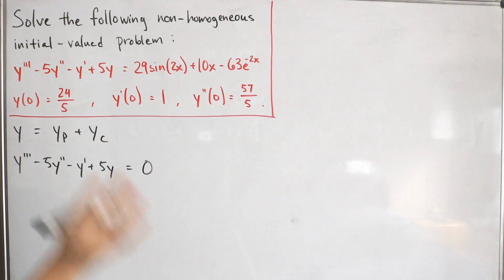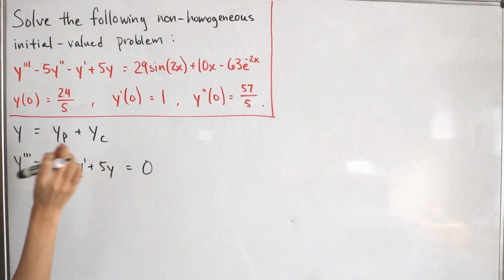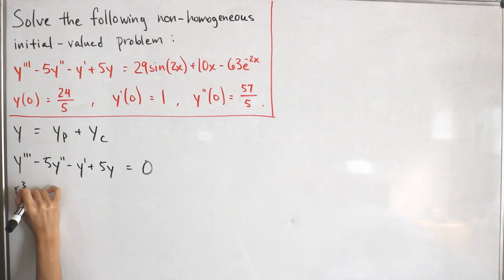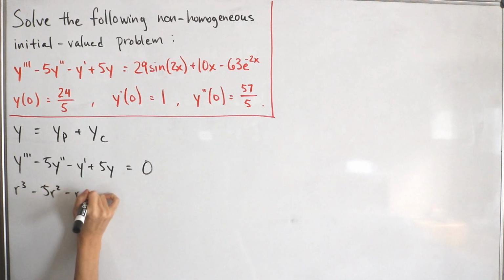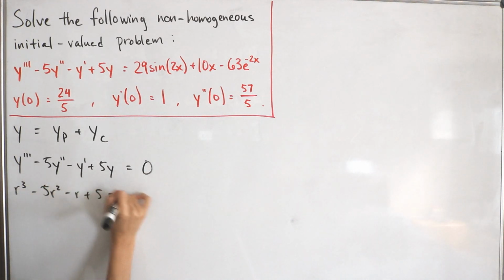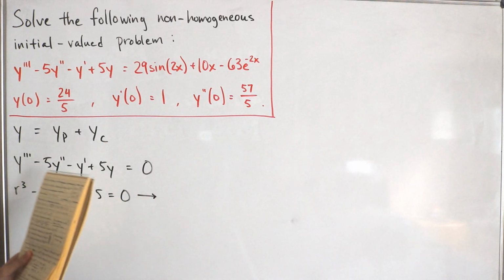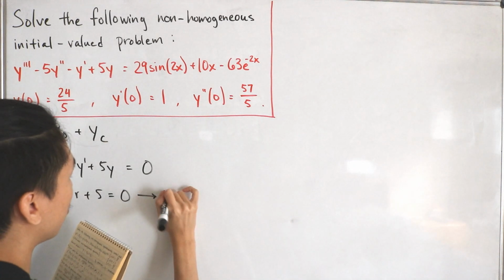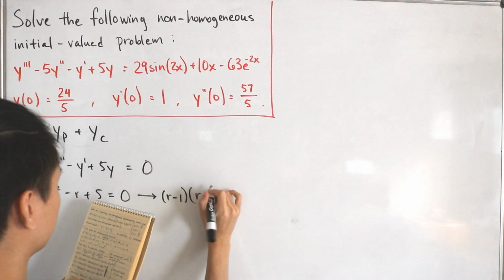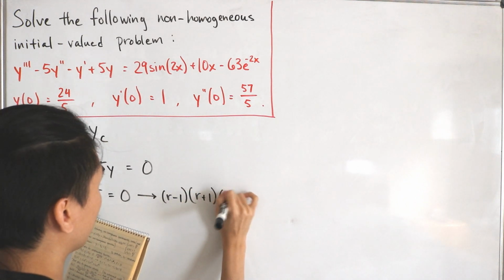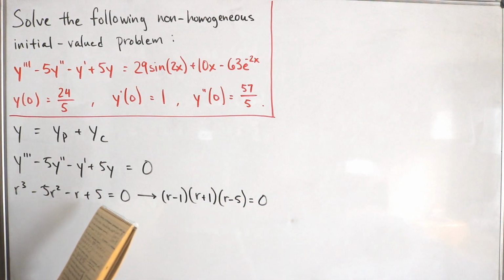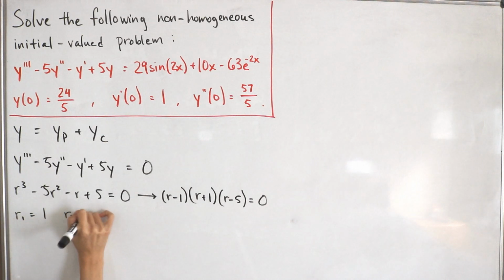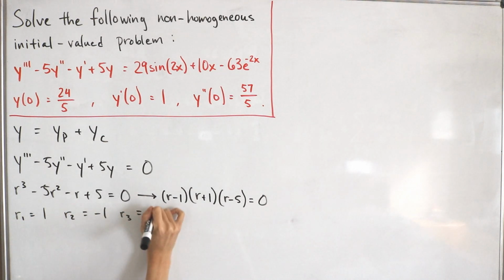As you're taught in class, you want a guess and check form that fits this, but you can apply the characteristic equation and substitute r cubed minus phi times r squared minus r plus 5, set equal to 0. This is easily factorable into three binomial products: r minus 1, times r plus 1, times r minus 5, equal to 0. So we have our three constants: r sub 1 is equal to 1, r sub 2 is equal to negative 1, and r sub 3 is equal to positive 5.